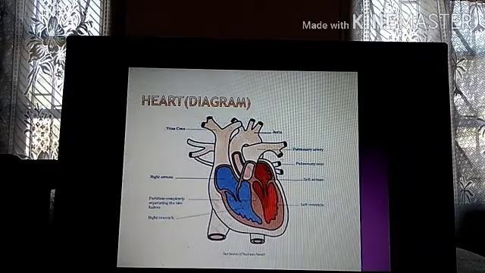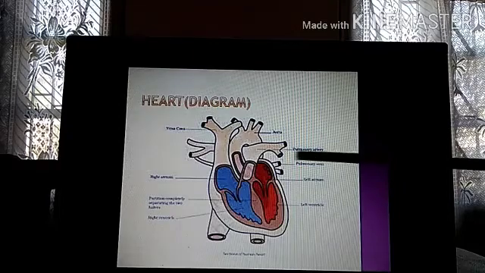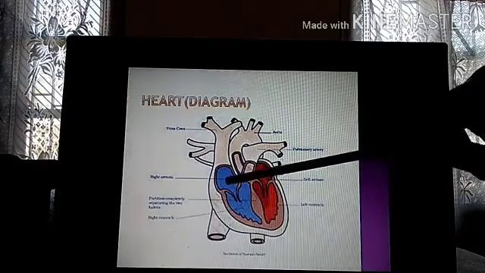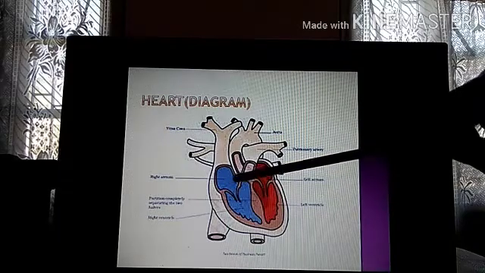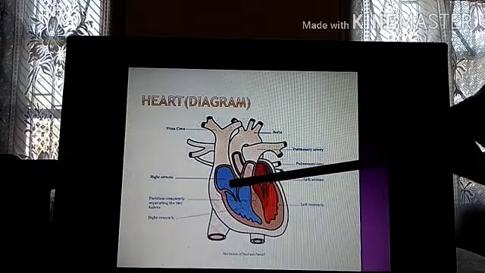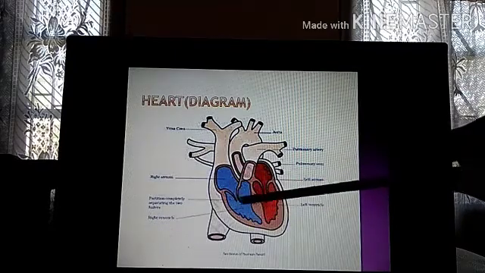veins normally they carry what? Impure blood, but the pulmonary vein carries pure blood. And arteries, as I told you, carry pure blood, but the pulmonary artery carries the impure blood. So the pulmonary artery from the lungs will bring the impure blood to the right auricle or right atrium. From the right atrium, the impure blood will go into the right ventricle.